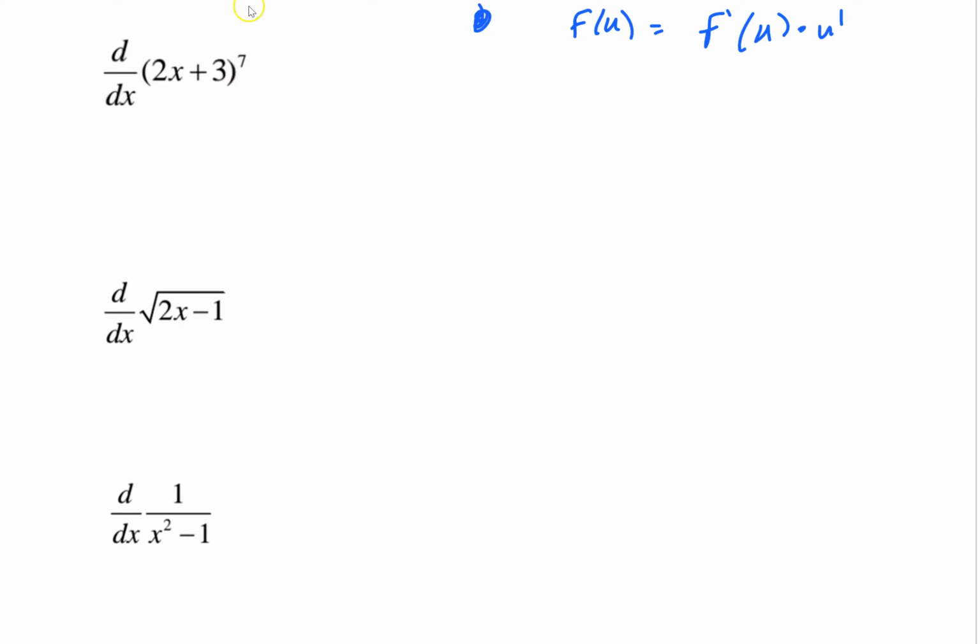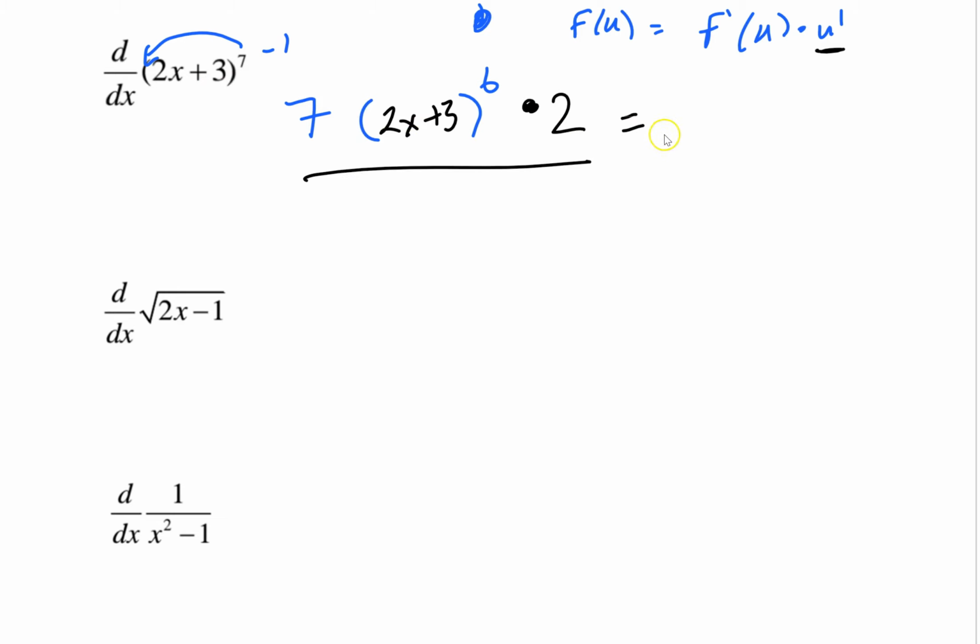So if I was doing this one, my outside is the 7th power thing, so I'm going to take the derivative of the outside, bring the 7 down, subtract 1 off. So it's going to be 7, 6. Then next, I have to leave the inside alone. So 2x plus 3 is going to stay in here, because I leave the inside alone. And then the last step, times by the derivative of the inside. My inside is 2x plus 3. The derivative of that would just be 2. And that's my derivative, also known as 14 times 2x plus 3 to the 6. That's the way it's going to work.